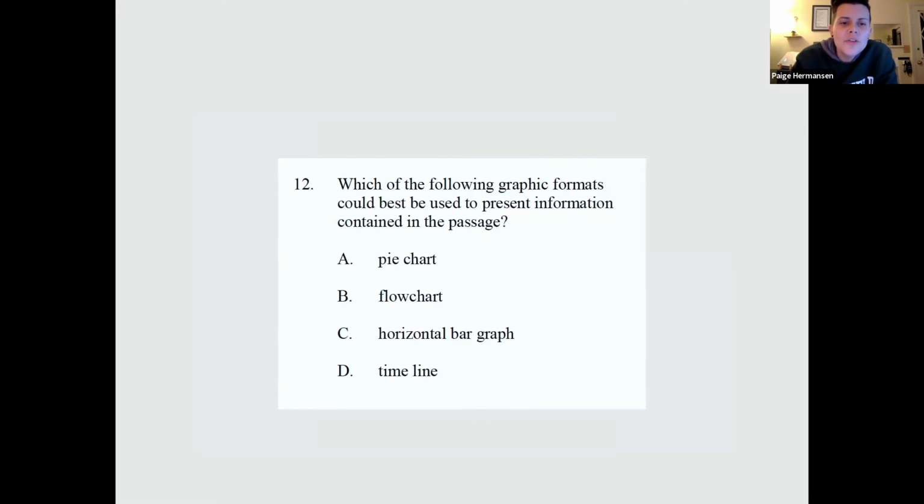Okay, so this is another example of a type of question related to outlining, summarizing, and interpreting graphs. This is a question related to how you could best represent information in a text, how you could best convert it to a graphic format, right? So this question is, which of the following graphic formats would best be used to present information contained in the passage? Pie chart, flow chart, horizontal bar graph, or timeline?